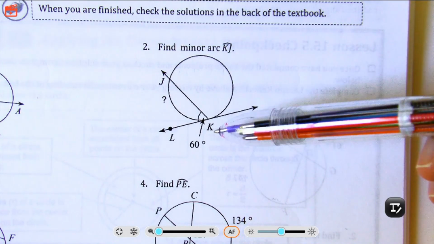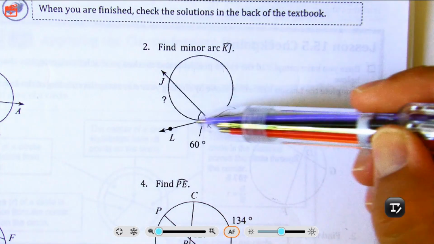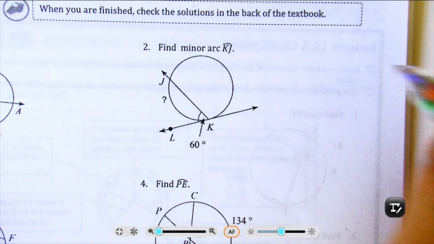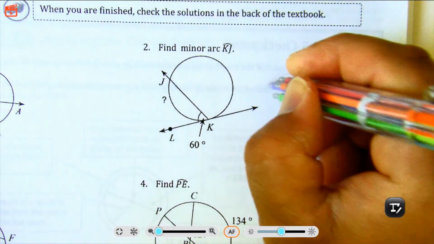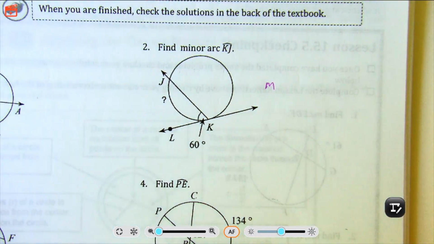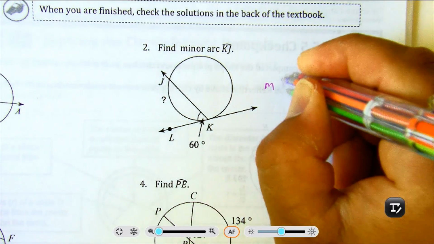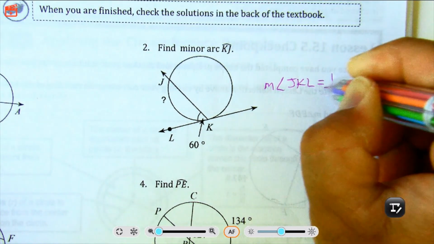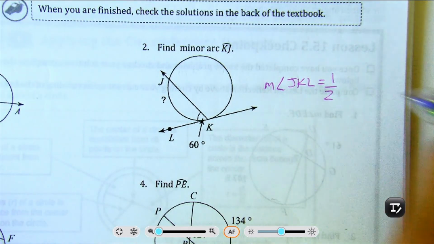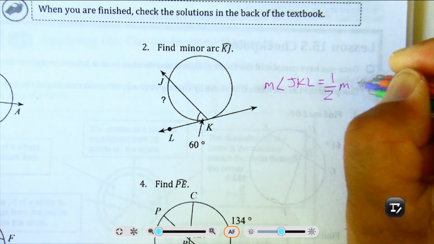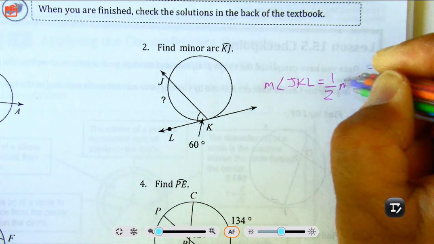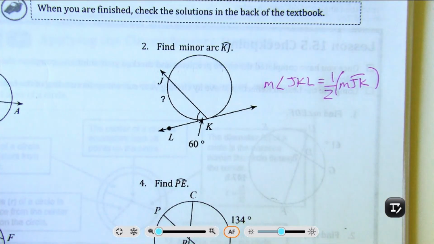So this is the formula that we're going to use. The measurement of angle JKL is equal to 1/2 the measurement of arc JK. So we plug in the values. 60 equals 1/2 times the arc, and we could solve.